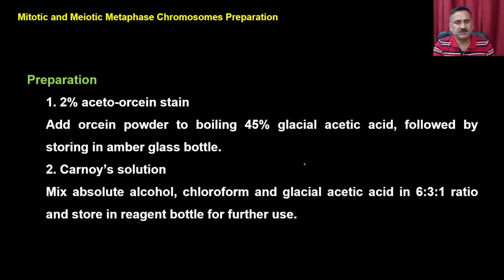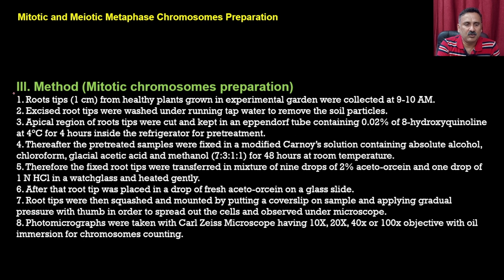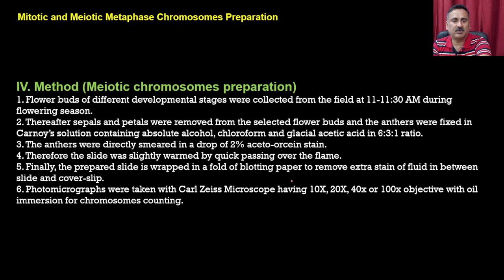How you prepare all these solutions, the recipe is already given. Then you require two different types of methods. You can prepare the mitotic chromosome preparations. This is a lengthy procedure, and these are the methods you are going to follow. This is the protocol. If you follow it step by step, it will give you the chromosome preparations, okay? If you want to study meiosis, you prepare the chromosome preparation in a different way. You use flower buds for meiosis, whereas for mitosis you use root tips or somatic tissues.